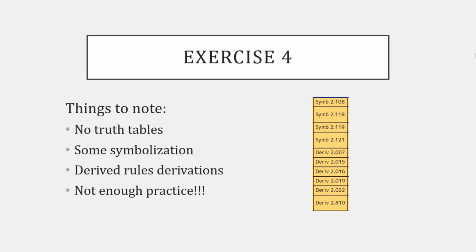Okay, so things to note this week. Exercise 4 is up. There are no truth tables in this exercise, which is something that we're going to learn about today. I'm going to post truth table practice on Quarkus. There are some symbolizations in this exercise, which are somewhat harder than the ones you've seen before, but involve all the same basic skills.